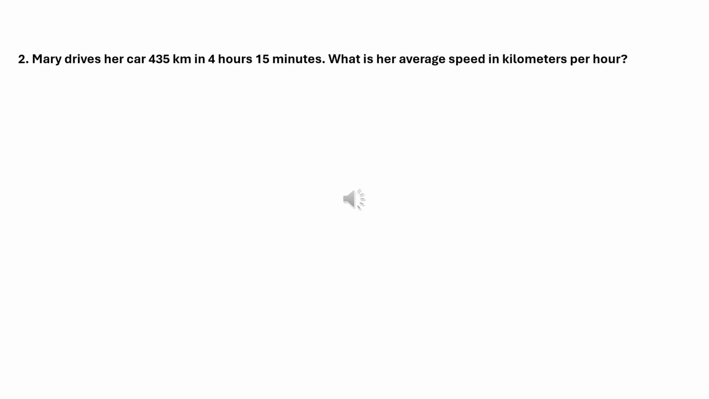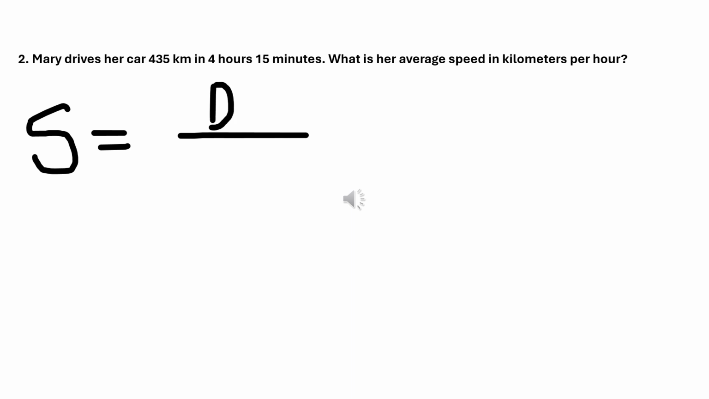We'll try another one. Mary drives her car 435 kilometers in 4 hours and 15 minutes. What is her average speed in kilometers per hour? So again, we're going to show our work. We're going to write the speed formula: speed equals distance divided by time. Then we will fill in the information we've been given.